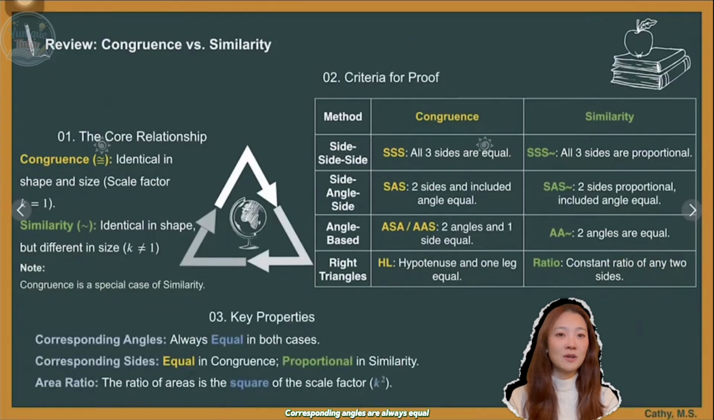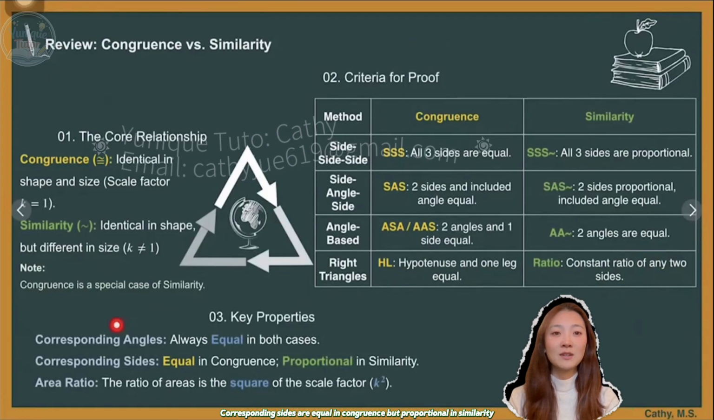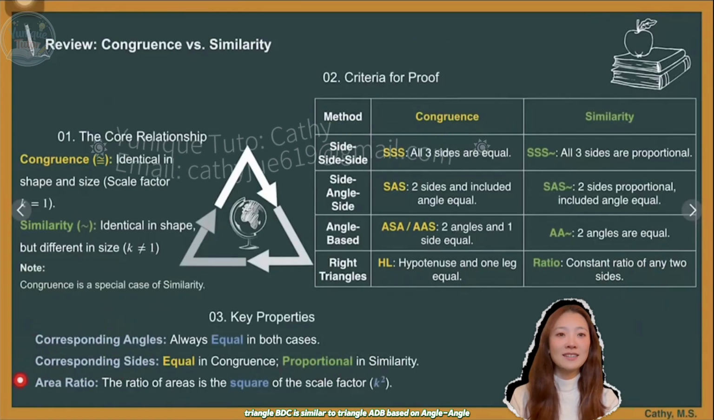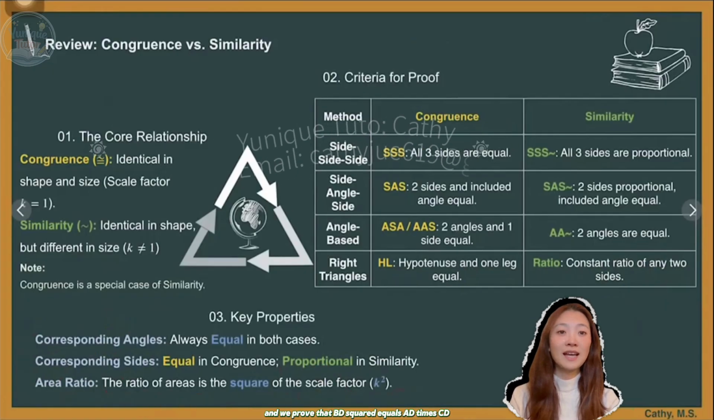Key properties: corresponding angles are always equal. Corresponding sides are equal in congruence but proportional in similarity. The area ratio is the square of the scale factor.